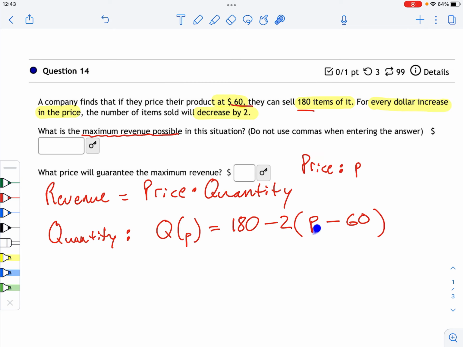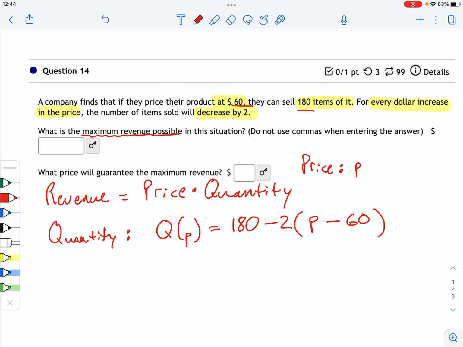So if P is 60, 60 minus 60 is 0. This becomes 0 times 2, which is 0, and we get 180 minus 0. If this is 75, we get 75 minus 60, which is 15. Times 2 is 30. 180 minus 30 gives us 150. So if you put 75 in, you get that. All right, so we have a situation there for the quantity.